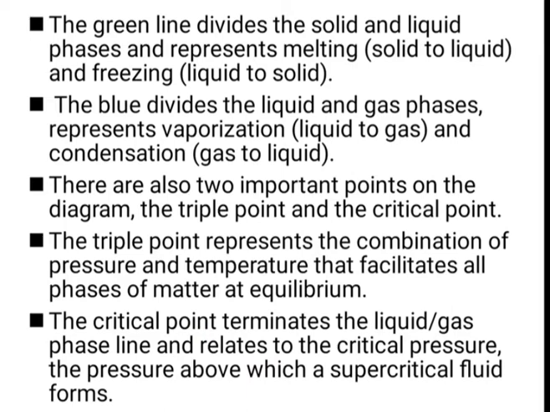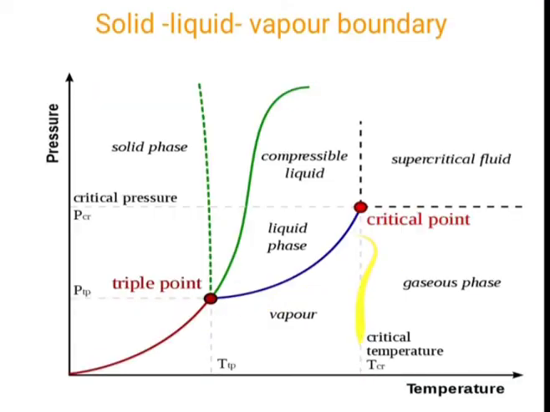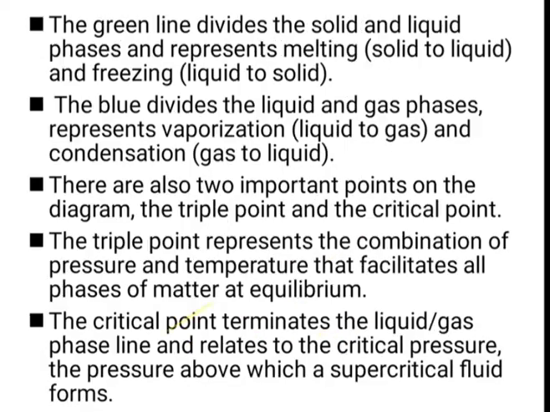At a critical point, we have drawn a dotted line to the x axis, and that will be the critical temperature. So, we define the critical point. The critical point terminates the liquid and gas phase line and relates to the critical pressure. The pressure is above which a supercritical fluid will be formed. So, at the critical point, the supercritical fluid will be formed.